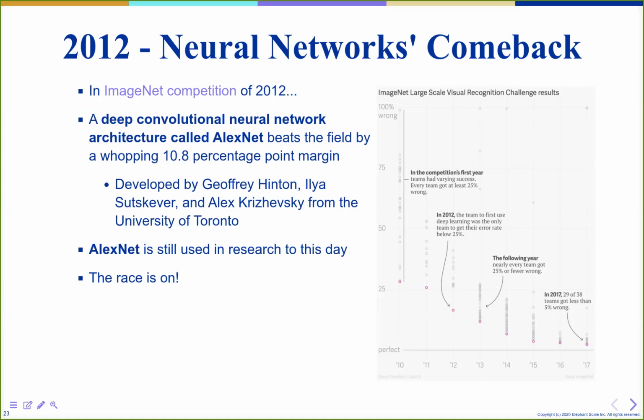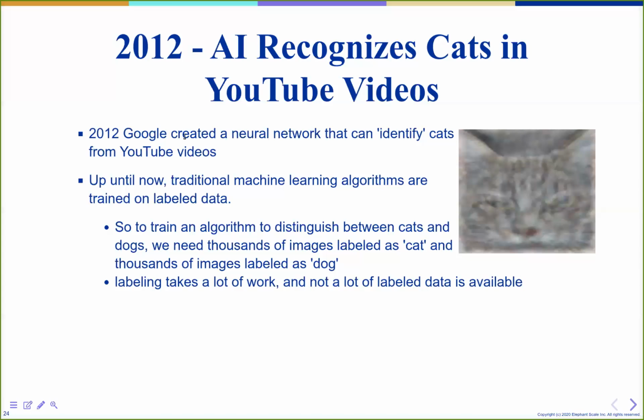At the same time, in 2012-13, Google was experimenting. They built a massive cluster and showed this neural network a bunch of YouTube videos. They just fed YouTube videos into the network, and eventually it was able to recognize a shape that appeared in a lot of the videos. And in YouTube, what's the most common shape? Cats.